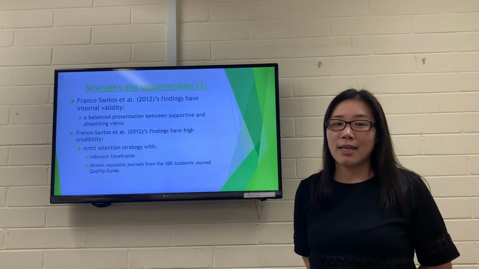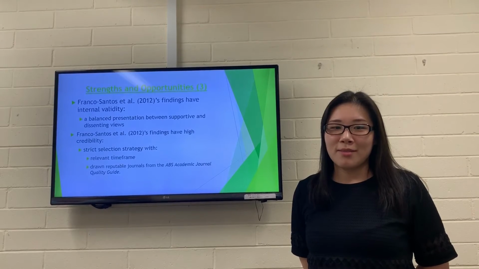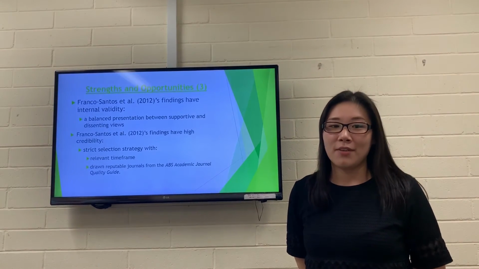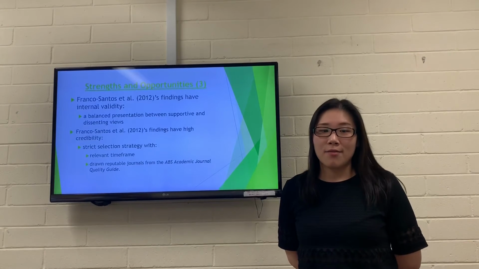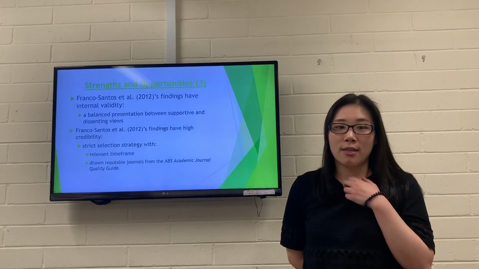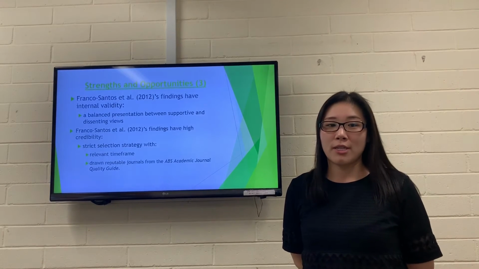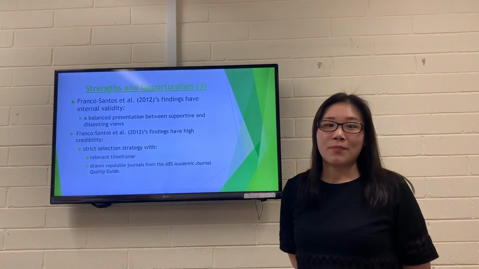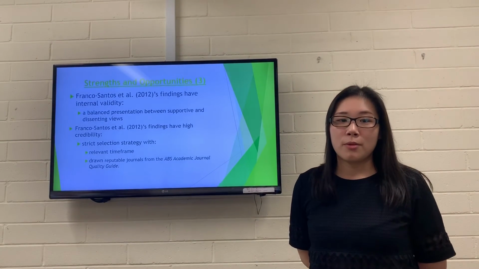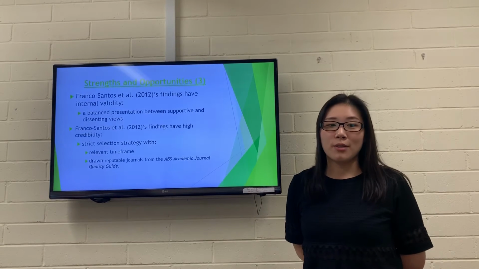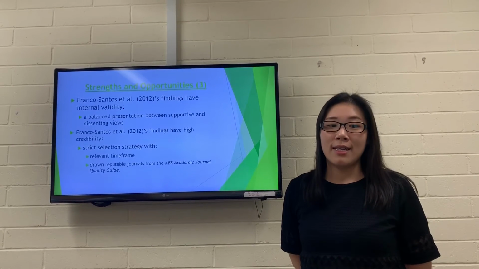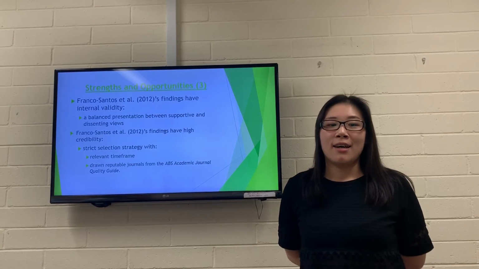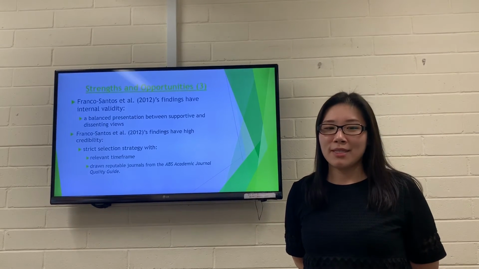The time frame used is highly relevant to the purpose of their study. For 1992 to 2011, the articles selected are as current as possible, but it's also inclusive of key articles that were published after key CPM models like BSC were introduced. The authors also only use reputable journals selected according to the ABS Academic Journal Quality Guide. This ensures the quality of article review and thus adds to the credibility of Franco-Santos et al.'s work.